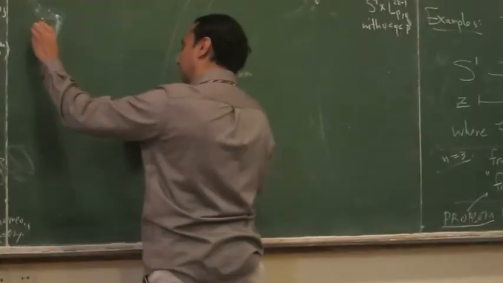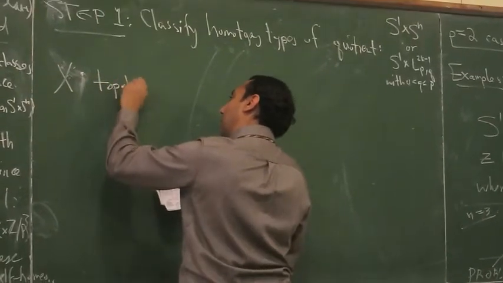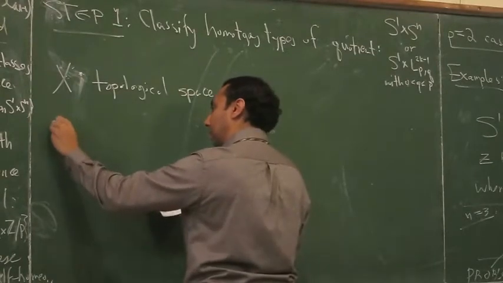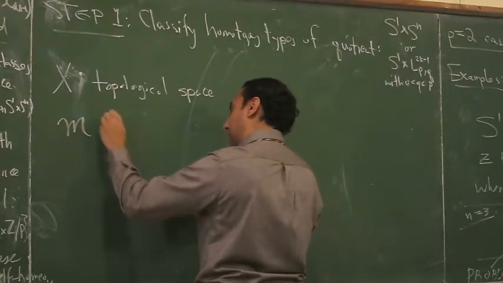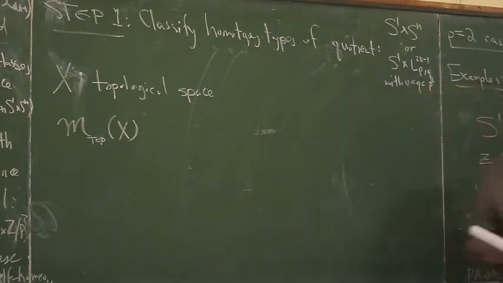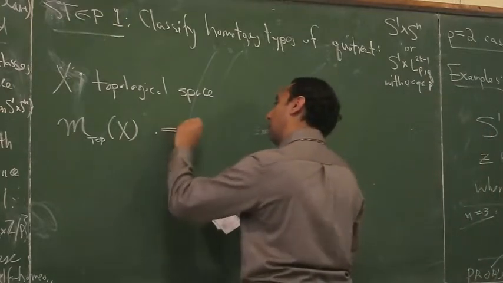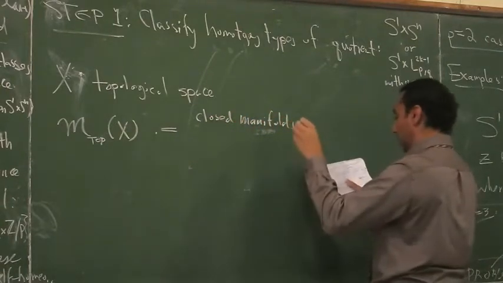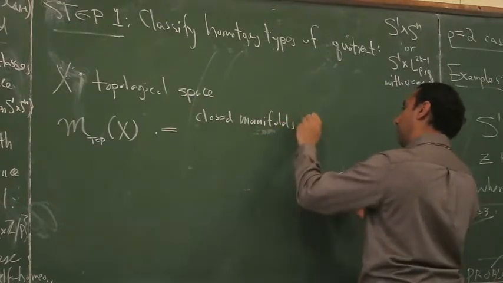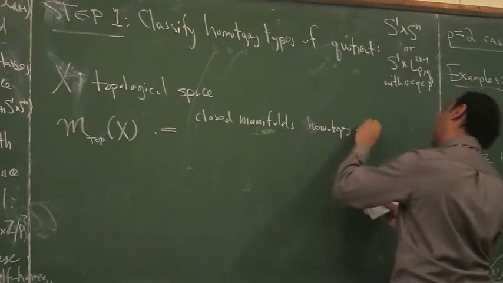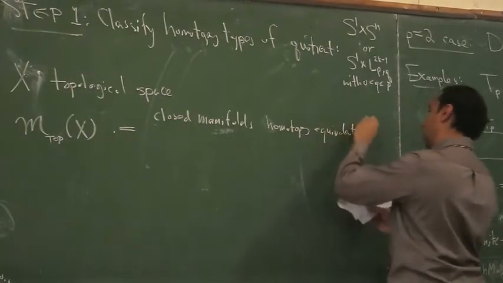So let me give you some notation. X is a topological space. Let me call this M of X. M top. It's just a way to give a name to this. This will be all the closed topological manifolds homotopy equivalent to X.